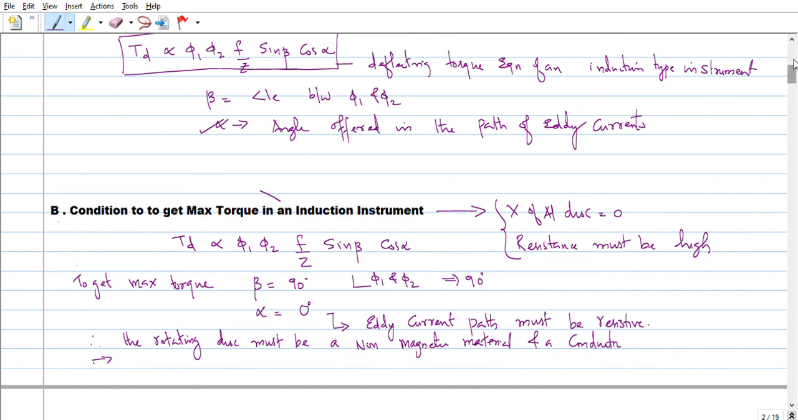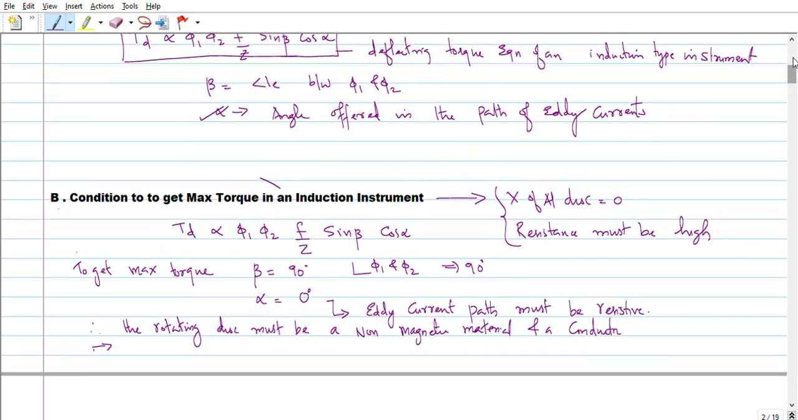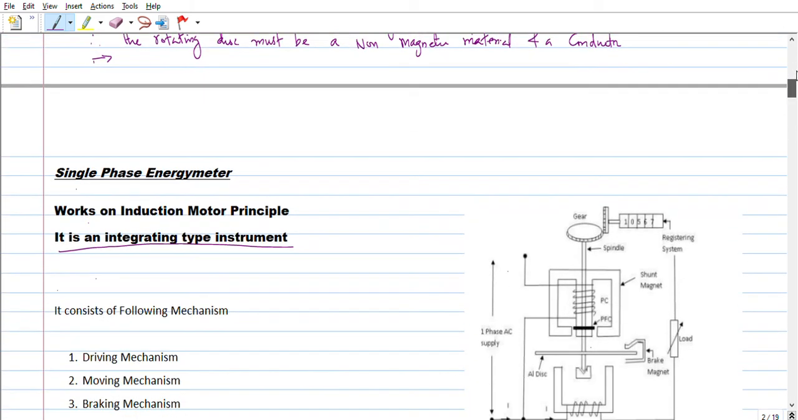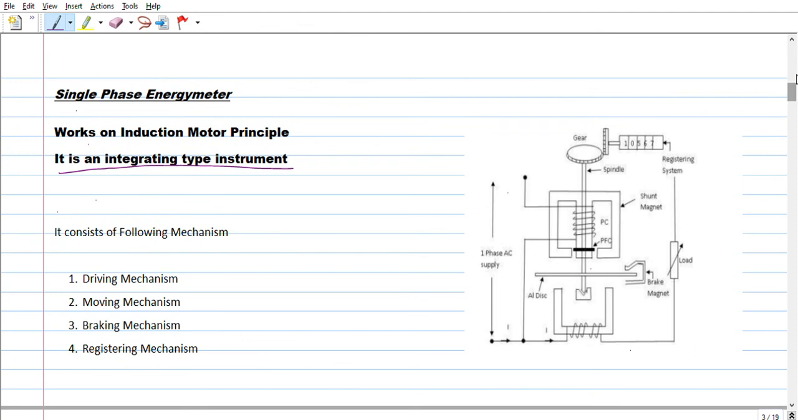That is the first point. Therefore the reactance of the aluminum disk is 0 and the resistance must be very high. Then beta is the angle between phi1 and phi2, which should be 90 degree. Then what is a single phase energy meter? It works on the induction motor principle. Then what are the mechanisms? It consists of driving mechanism, moving mechanism, braking mechanism and registering mechanism.